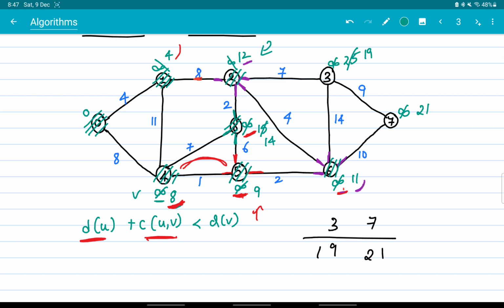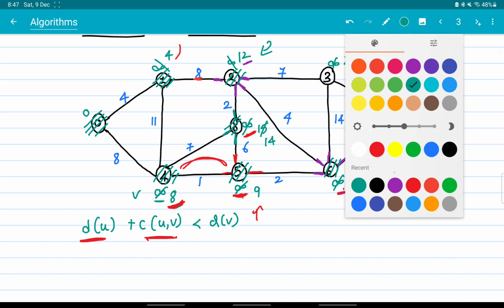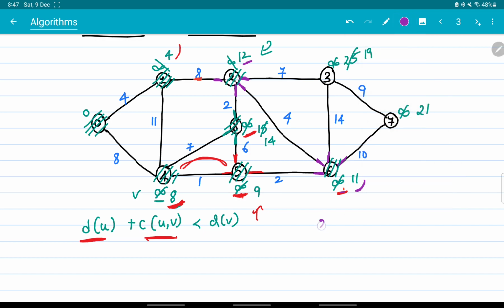Now what are the leftover vertices? We have 3 and 7 left. Now what is the smallest value in this? 19, which belongs to vertex 3. So now my source node becomes 3. And now I'm going to check the vertices. So 3 is attached to 2, which is visited, ignore it. 3 is attached to 6, visited, ignore it. 3 is attached to 7. So check for 3 to 7. Distance of 3 is 19 plus the cost of going from 3 to 7, which is 9.